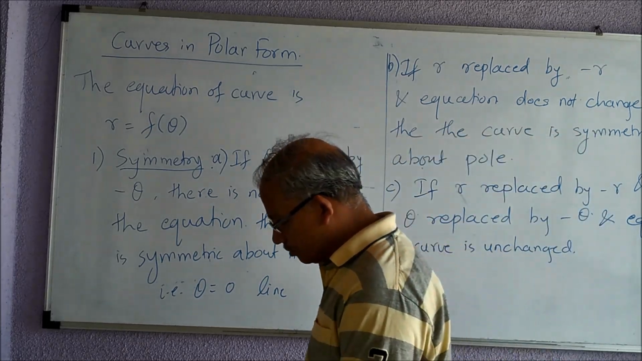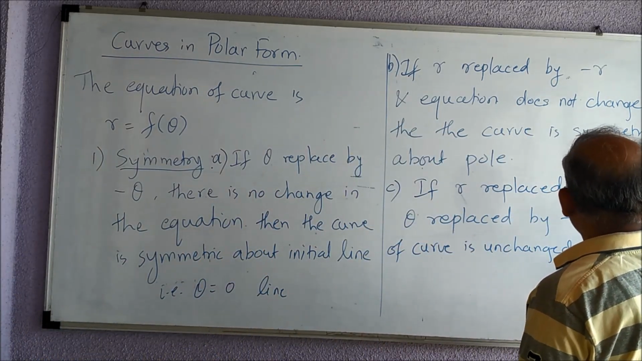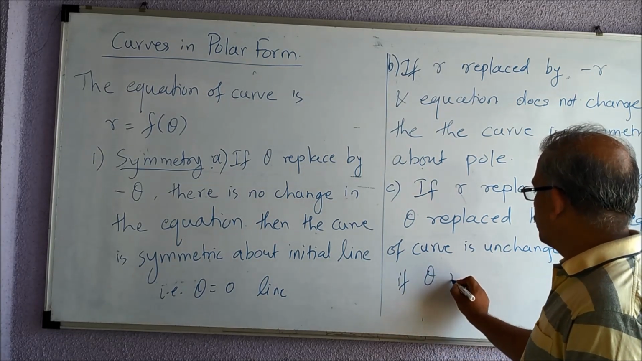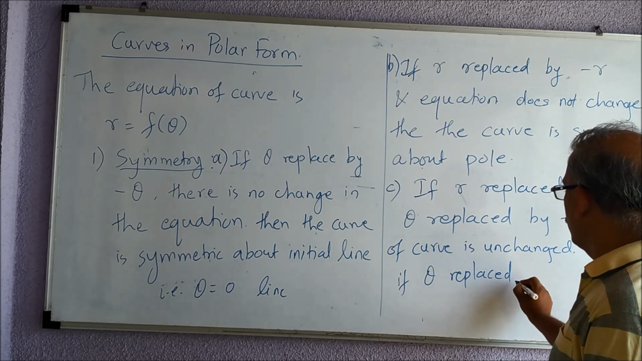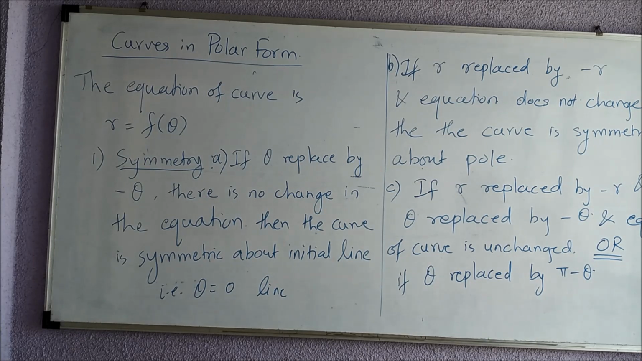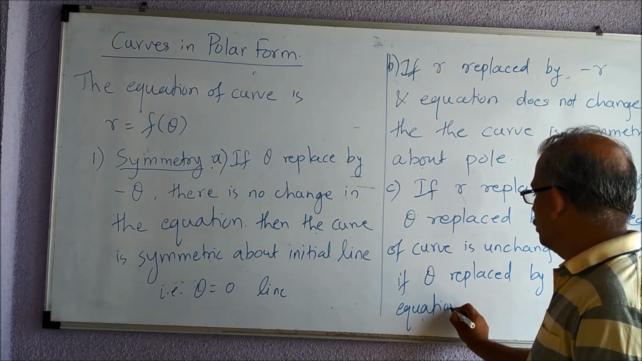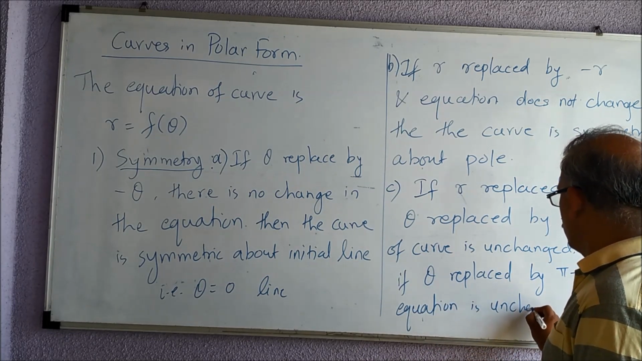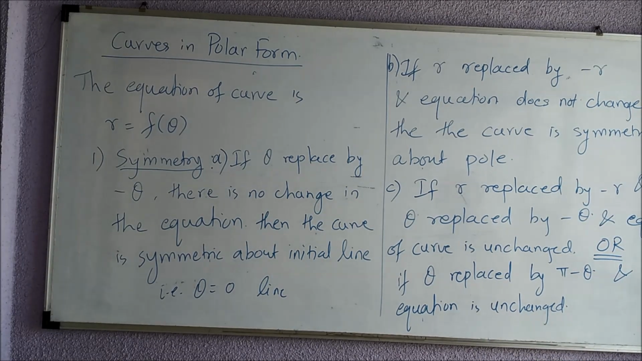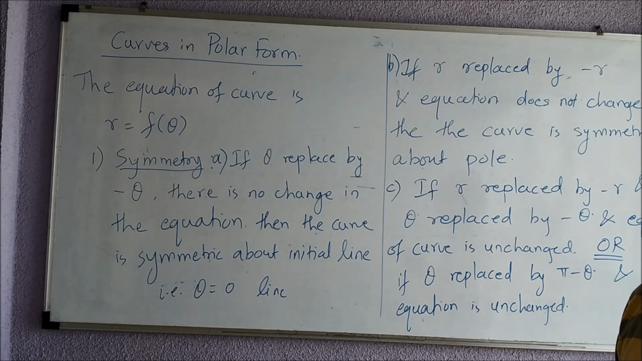Or, there is an or for this particular part: if theta is replaced by pi minus theta, and the equation remains unchanged. Then, either of these cases will happen, the curve will be symmetric about the y-axis.